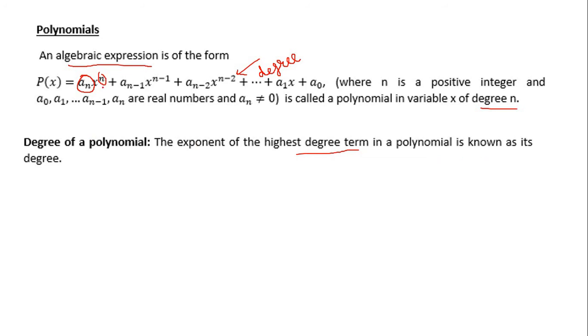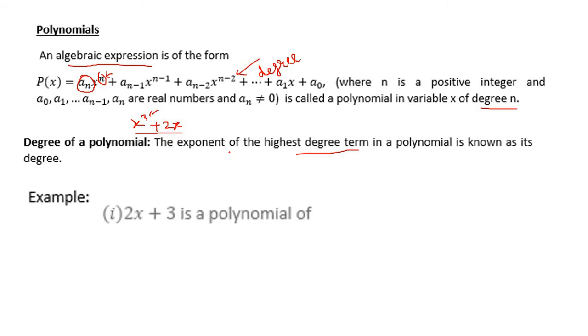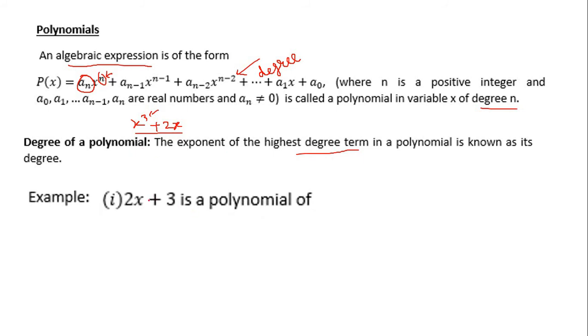It means in the polynomial here, the highest exponent is n. The exponent of the highest degree term, it means, suppose I am writing here some examples. Suppose x cube plus 2x. So the highest exponent is 3, right? So what will be the degree of this polynomial? It will be 3. Another example I have taken, 2x plus 3. Here you can observe x to the power 1, the highest degree term is 1, so what would be the degree of this polynomial? It is 1.